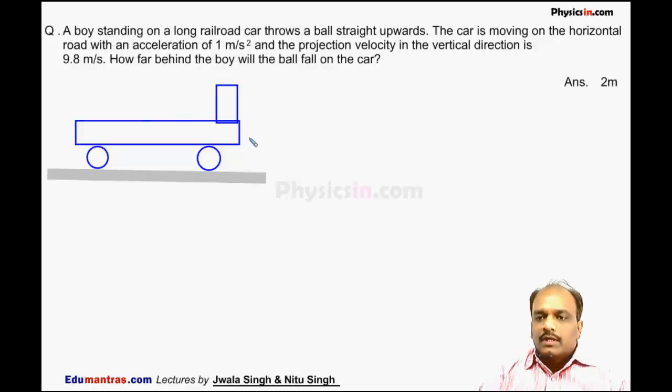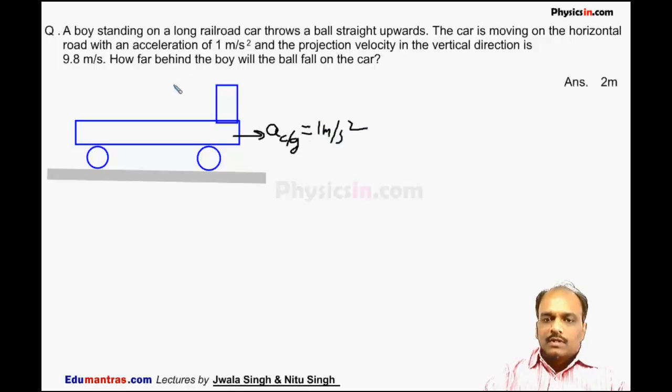This is a railroad car. It is moving horizontally with an acceleration with respect to the ground of 1 meter per second squared. And this is a boy who is standing in this car. He throws a ball vertically upward with speed V0. So let's fix the coordinate system in this trolley itself.